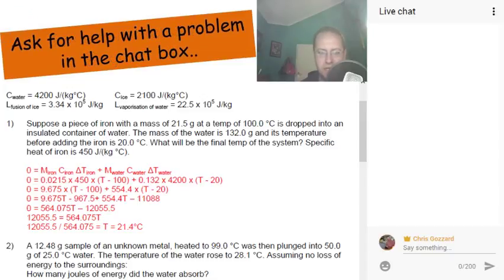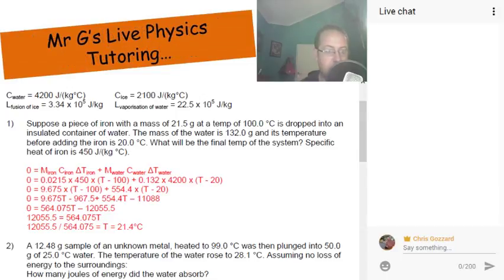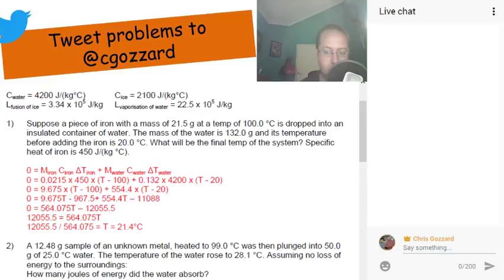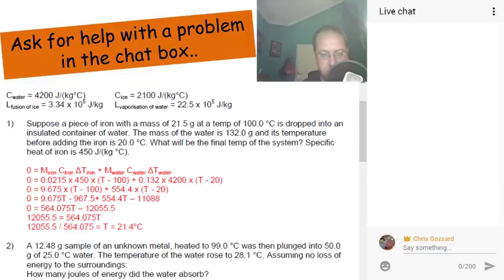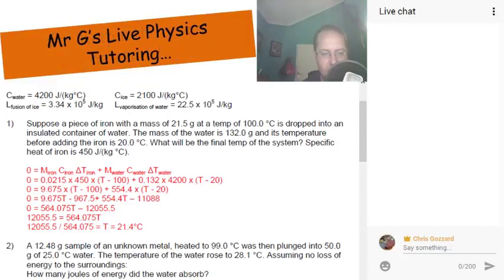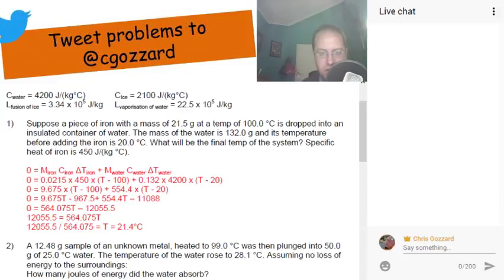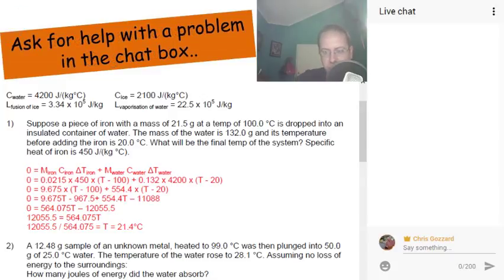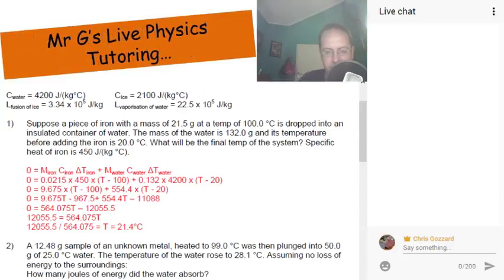The first thing you've got to think about is that no energy is really being lost in the system. The energy is simply going from the iron to the water. So because no energy as a whole is being lost or gained, you can say 0 is equal to the mass of the iron times the specific heat capacity of the iron times the change in temperature of the iron, which is going from 100 degrees down to some temperature, plus the mass of the water times the specific heat capacity of the water times the change in temperature of the water. So the iron will reduce its energy, the water will gain the energy that the iron lost, and somewhere in the middle they're going to meet, and that's how we're going to find our final temperature.